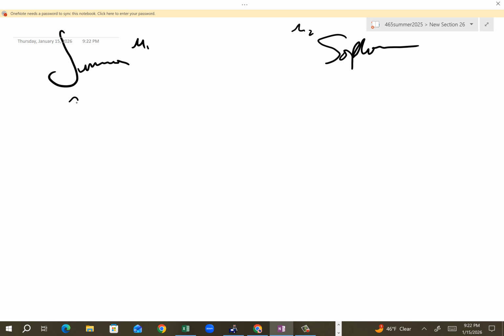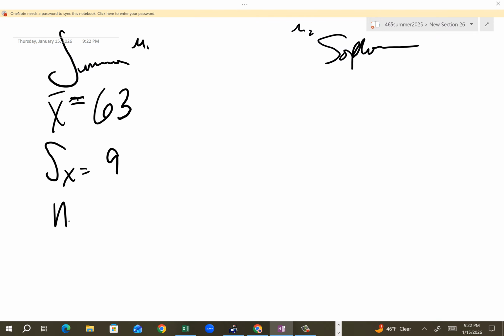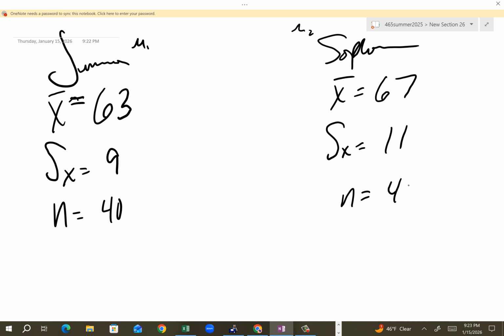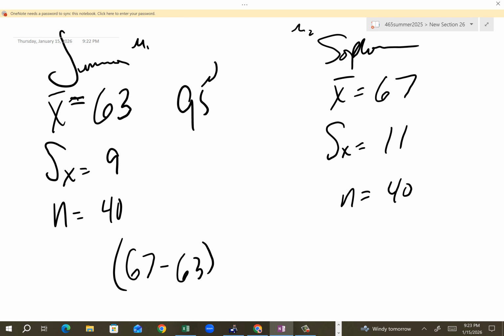I don't know. So I take X bar equals 63, Sx equals 9, n equals 40. And X bar equals 67, Sx equals 11, n equals 40. So it doesn't matter which way I subtract them. Me personally, I usually do the bigger one minus the smaller one because I'm not a big fan of negatives.